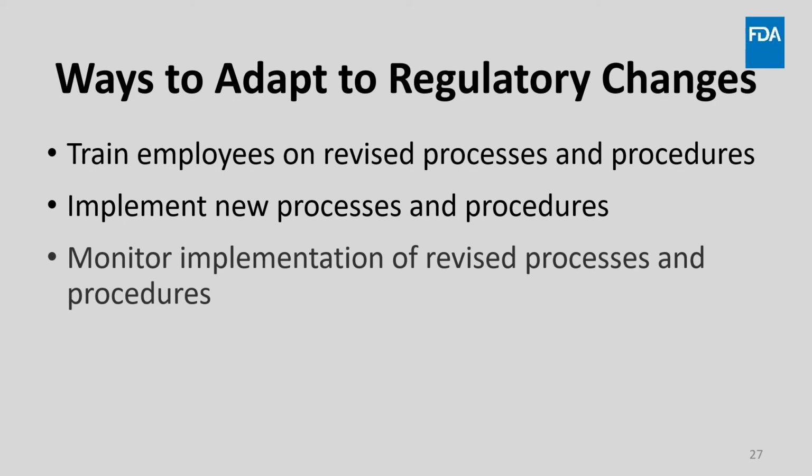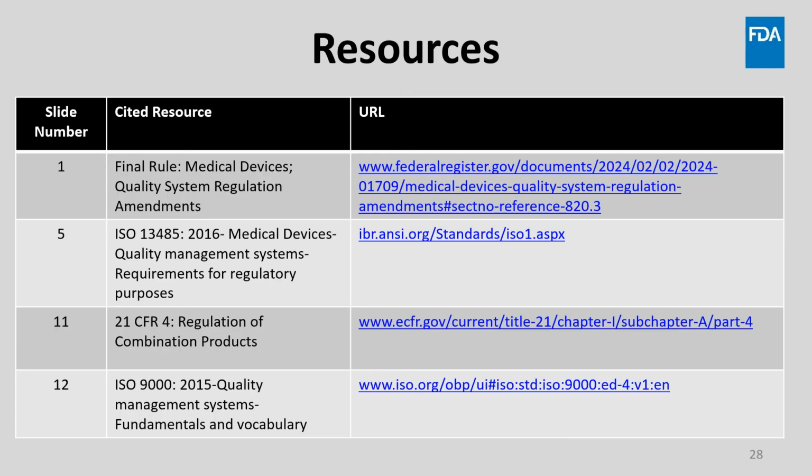Formally implement the new processes and procedures within your organization, and then monitor the implementation to ensure compliance, address any issues that arise, and make further adjustments as necessary to maintain regulatory compliance. There are several resources available to assist in navigating the QMSR and that were referenced during this module. The actual 2024 final rule that contains the QMSR is linked on this slide, as well as the ISO standards, along with other supporting documents.